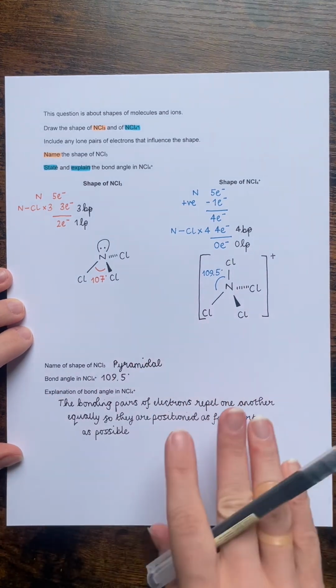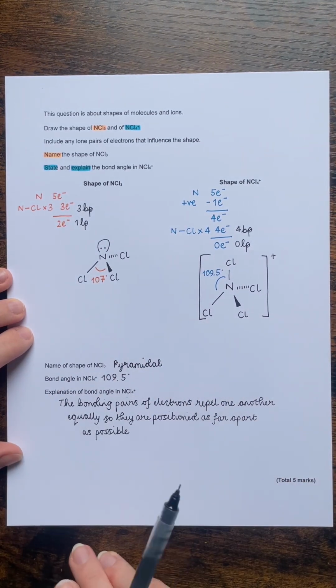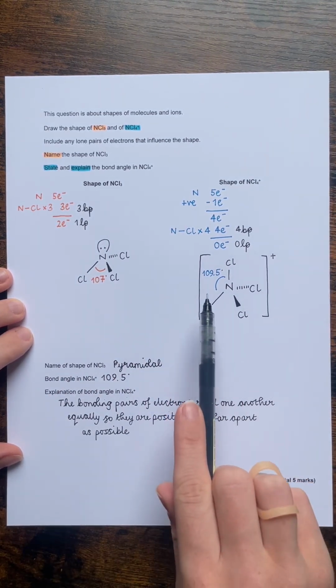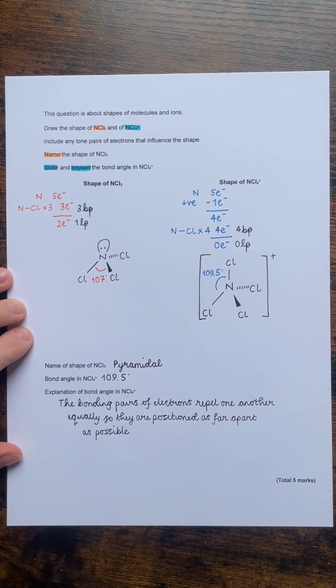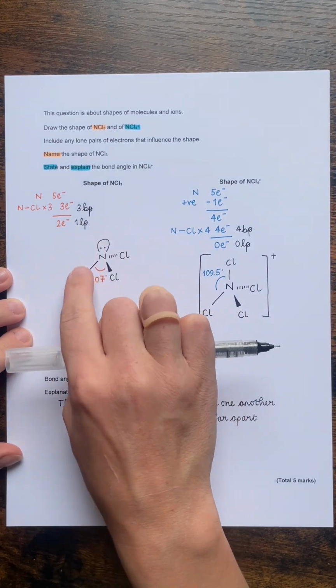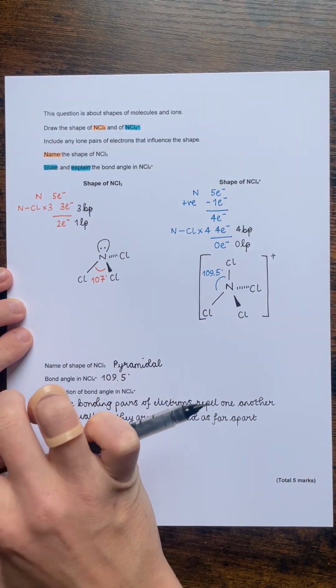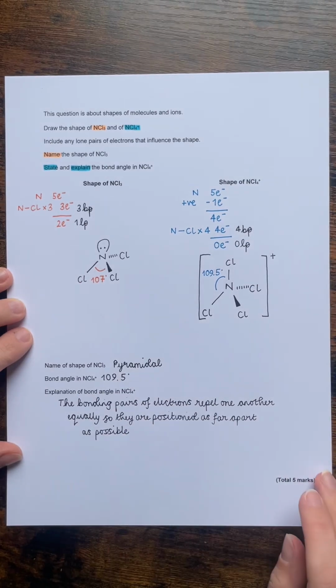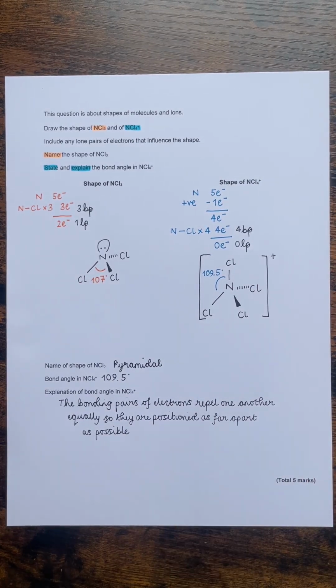And that's what we often need to explain when it comes to bond angles. So if you've got all bonding pairs, the bonding pairs of electrons will repel one another equally so that they get as far apart as possible. If we've got lone pairs, it's a case of saying, well, actually the lone pair will then repel the bonding pairs more, and so the bonding pairs get closer together and that bond angle decreases.